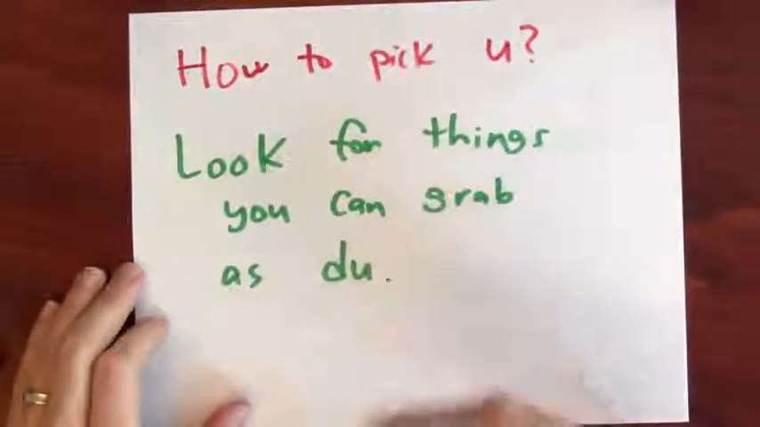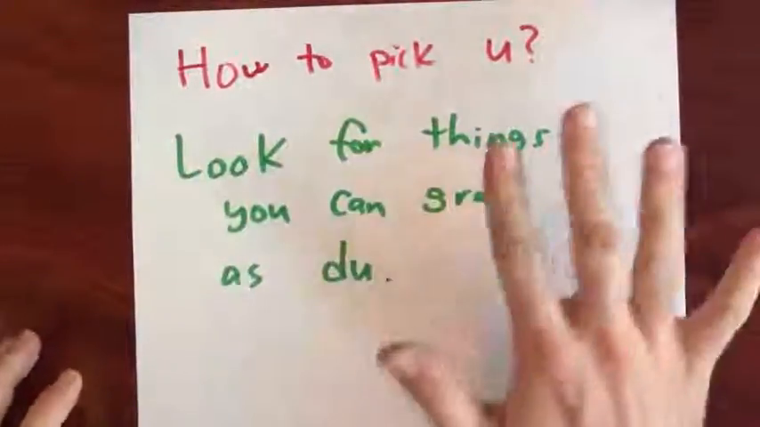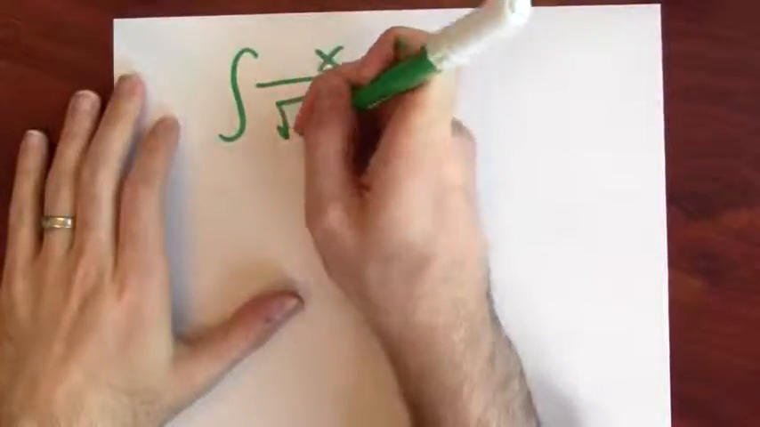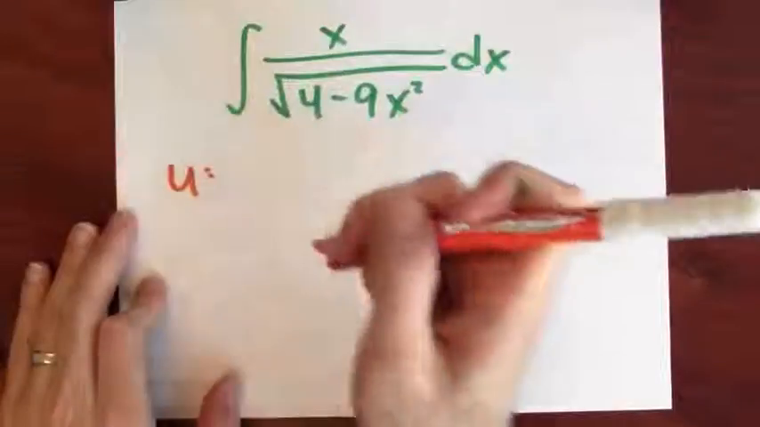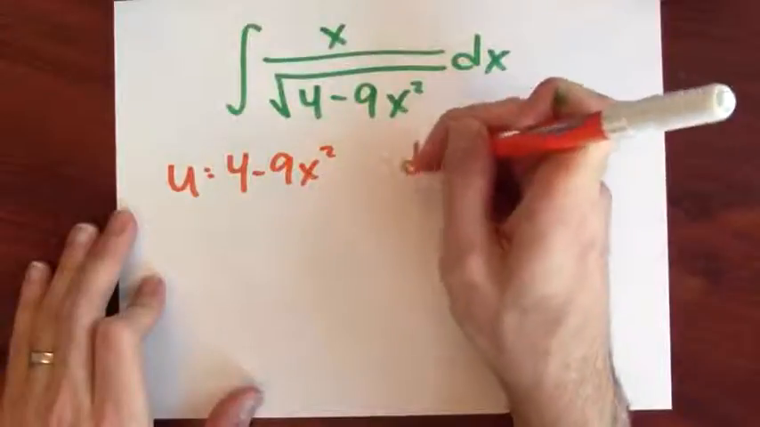Well, I'd look for things that you can grab as du, right? Try to find pieces of the integrand that look like the derivative of something. Well, let's try that. So let's try to anti-differentiate, say, x over the square root of 4 minus 9x squared dx. So I can see that x squared in the denominator, and I can see an x in the numerator, and I'm thinking, I'll put the x squared in the u so that the du will grab the x in the numerator. Let's go. So I proposed that u should be 4 minus 9x squared, and then what's du?